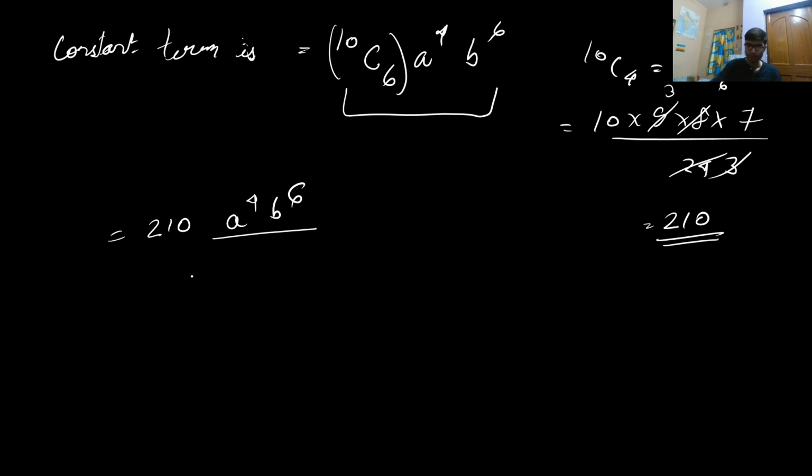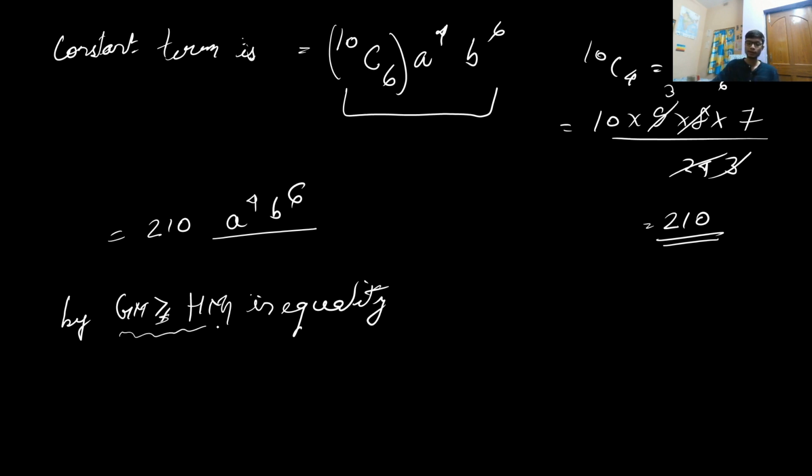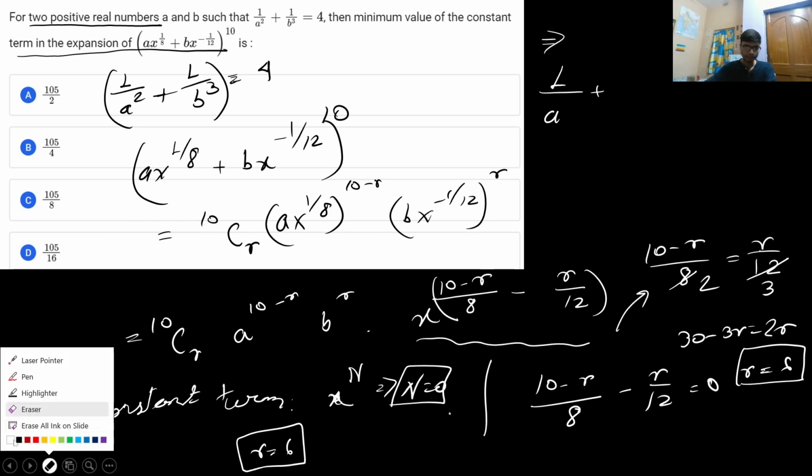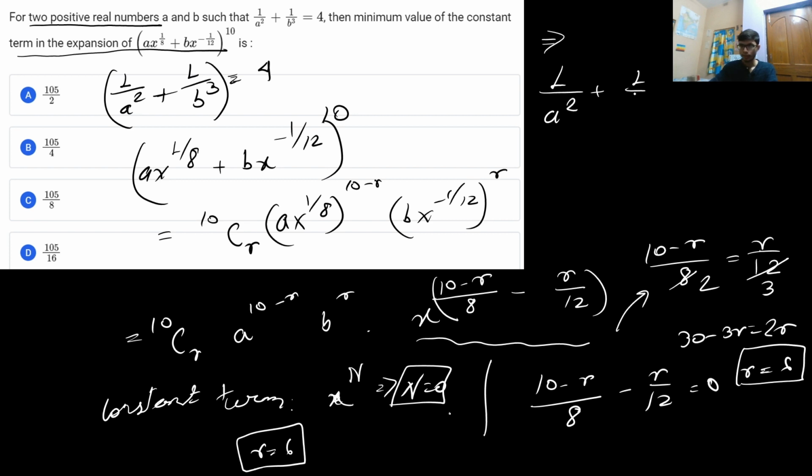Now if we use the GM greater than or equal to HM inequality, equality only exists when the numbers are equal. Why do I choose to use this particular inequality? Because the number given in this particular scenario is 1 by a square plus 1 by b cube. The value of 1 by this was given out.